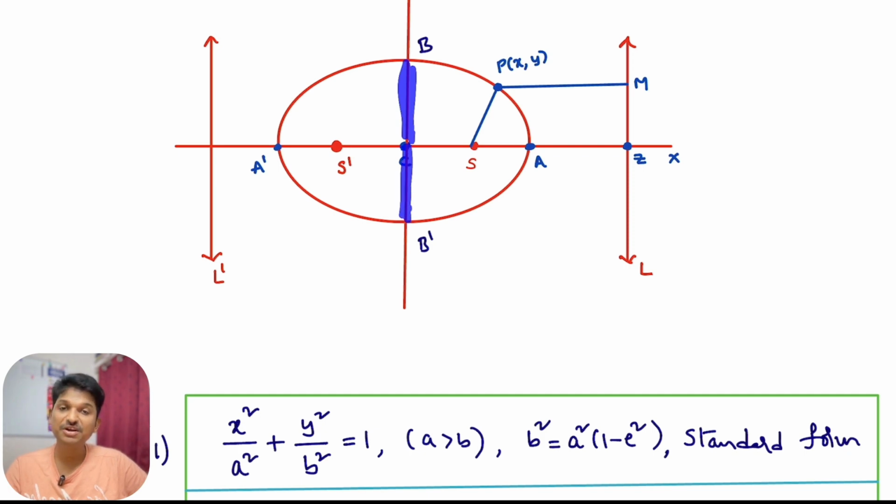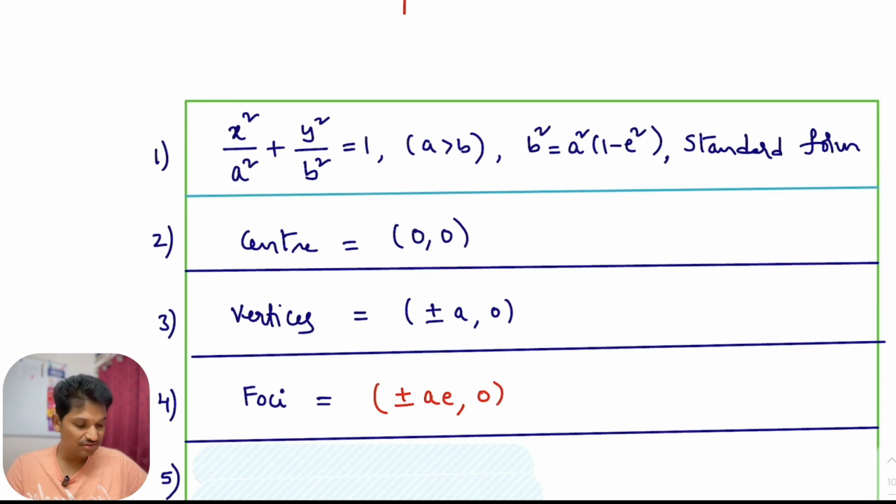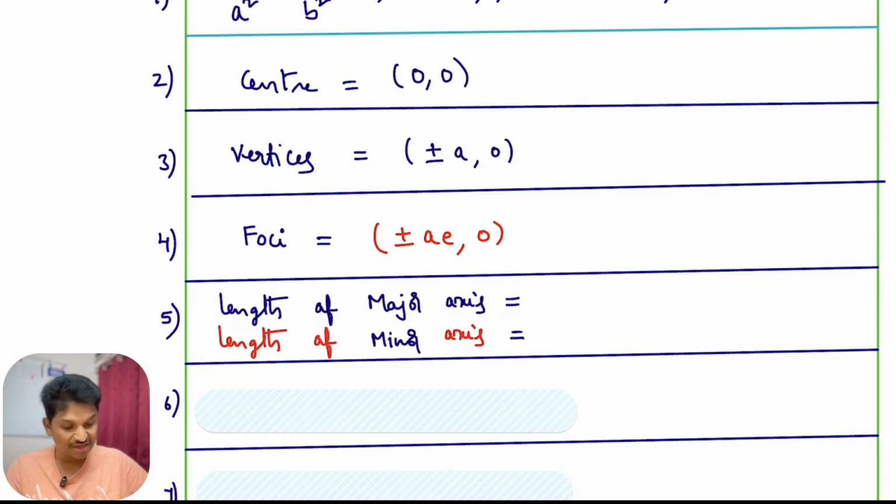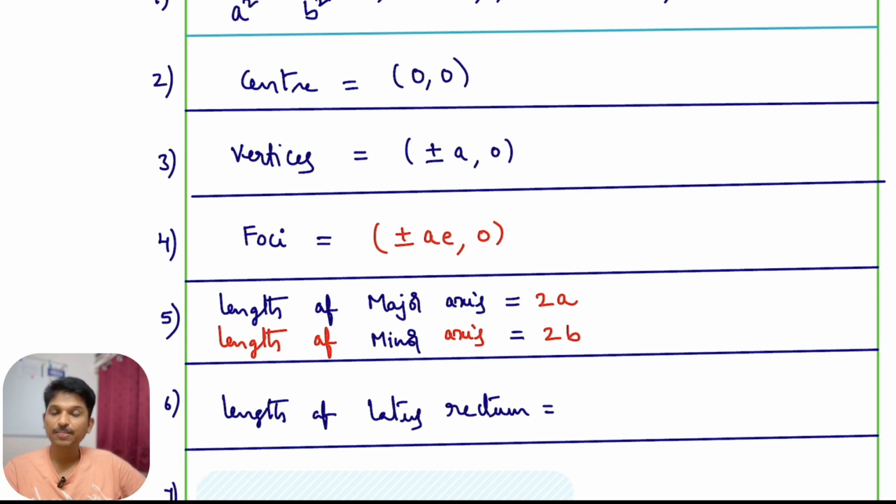b plus b is 2b. So the length of major axis is 2a, and the length of minor axis is 2b. See, length of major axis 2a, length of minor axis 2b. You need to memorize these formulas. Then only you can do all these problems very easily.